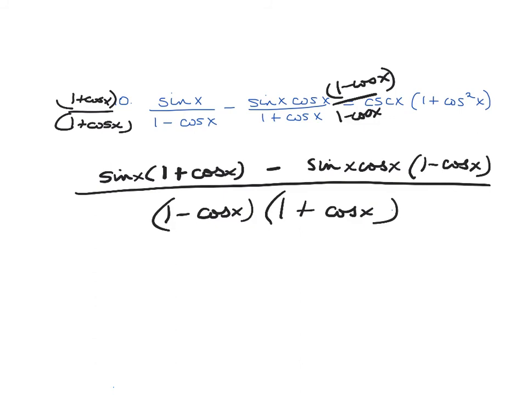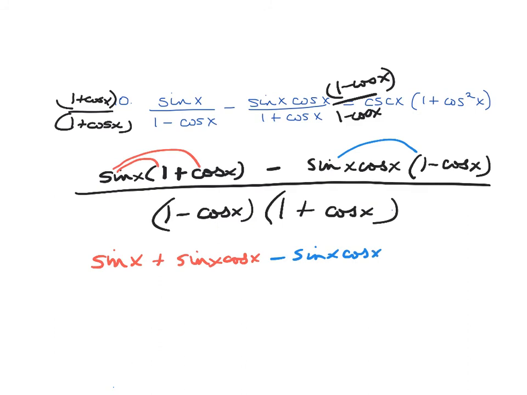Next, I'm going to distribute. So I'll distribute the sine x to the 1 and to the cosine. So sine x plus sine x cosine x. Over here, I'm going to distribute this as a negative sine x cosine x to the 1 first. And then I'm going to also distribute it to the negative cosine x. So it'll become positive sine x cosine squared x.